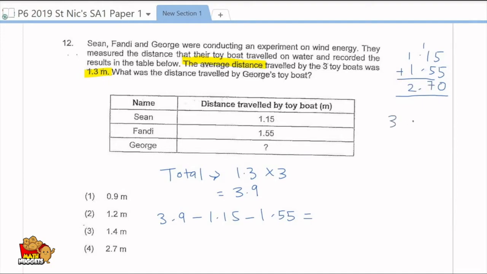Okay, so then I'll take 3.90 minus 2.70. So it's 1.2. That's the answer, is number 2.